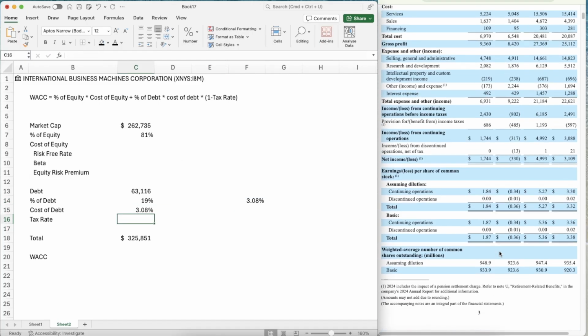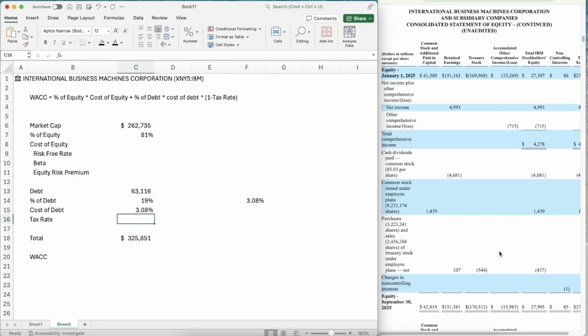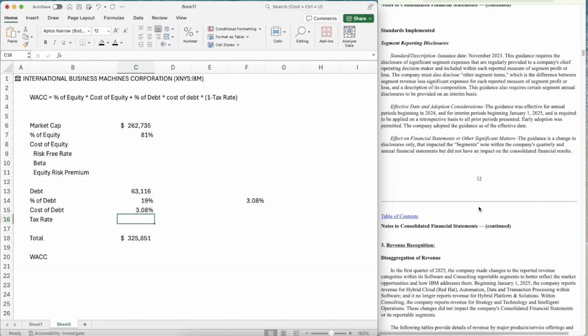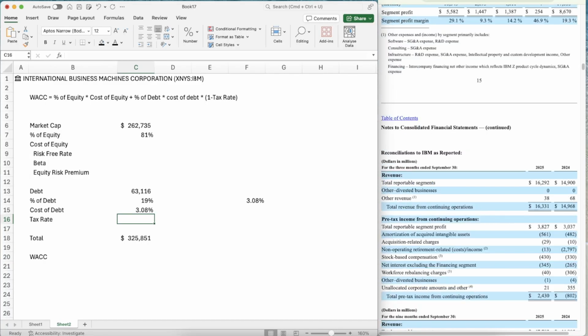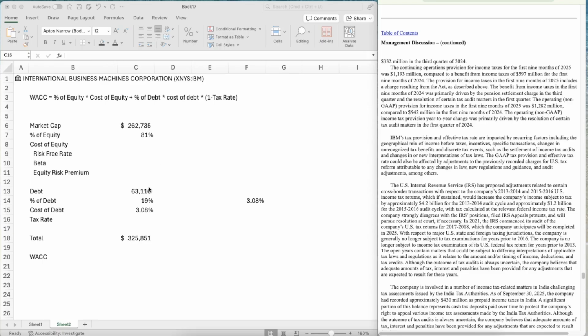The tax rate, let's have a look to see if they've... It doesn't actually say what the effective tax rate is. So let's just go with whatever was paid last year. Let's go 10%.